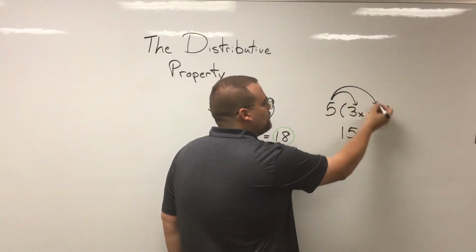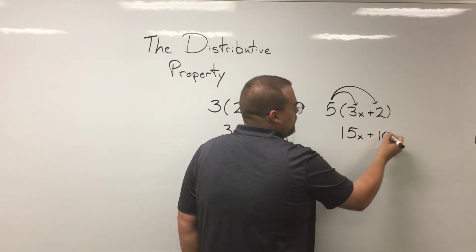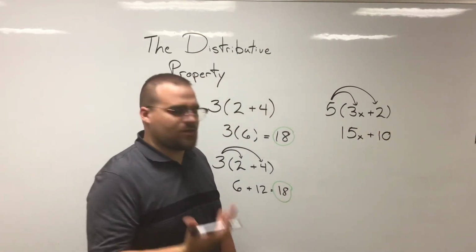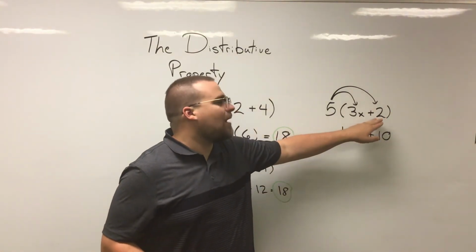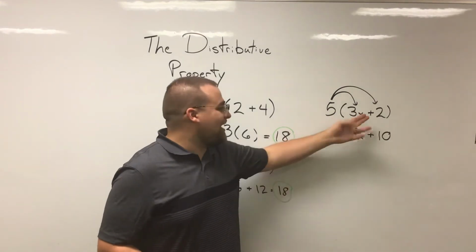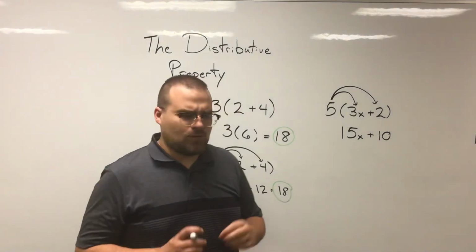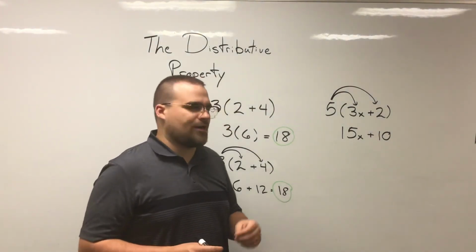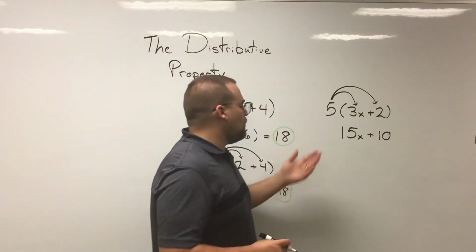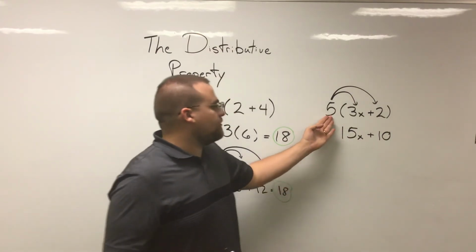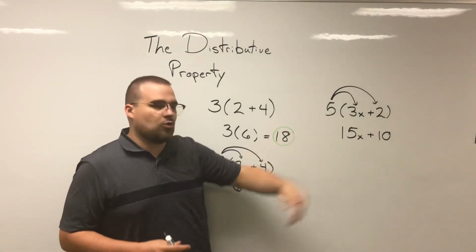Now the 5 will distribute to the 2, and 5 times 2 is 10. You always want to make sure you keep the sign with this second number. It's important for us to remember that this is a positive 2, and if that were a minus sign right here, it would actually be a negative 2 that we're multiplying. Very important to keep your signs straight and accurate as you solve the problem. So we would be able to rewrite this expression now as 15x plus 10. These two expressions are equivalent.